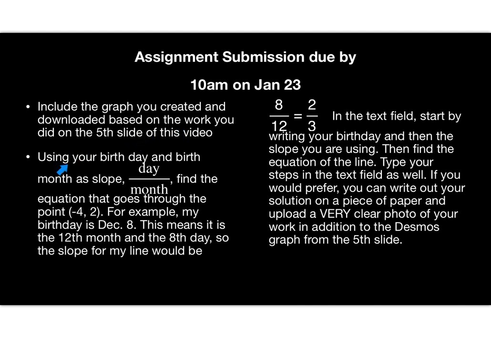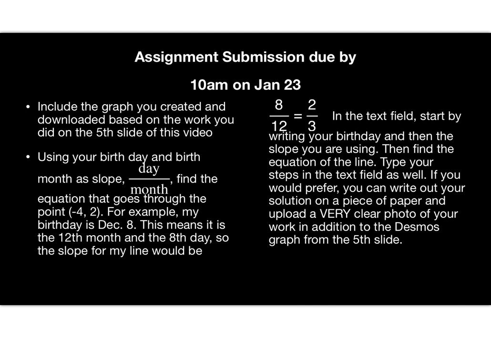Then what I want you to do is use your birth day and birth month again as the slope, day over month, and find an equation that goes through this point. For example, my birthday is December 8th. This means it is the 12th month and the 8th day. So the slope of my line would be day over month, 8/12. I reduce that to 2/3. So that'll be the slope of the line I want you to create that goes through this point.